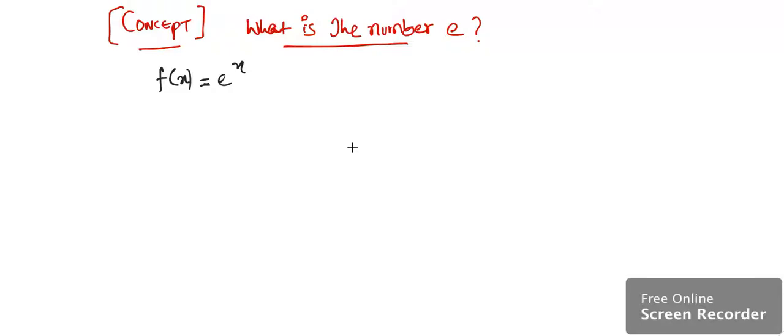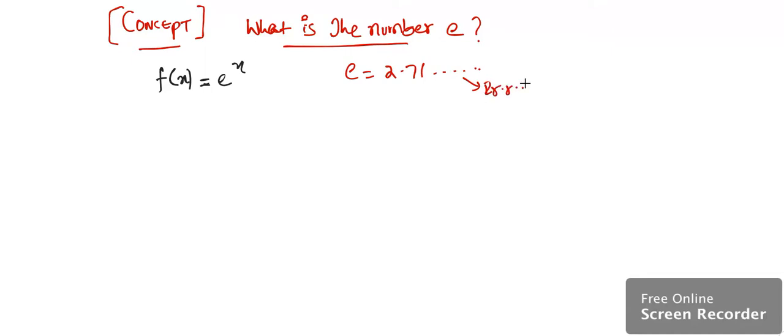Hello students, in today's video we'll be learning about a very special function, that is the exponential function, and the conceptual understanding of the number e that you come across in your calculations. We already know that e is nothing but 2.71. In most of your calculations you take it like that. It is an irrational number. But where does it come from?